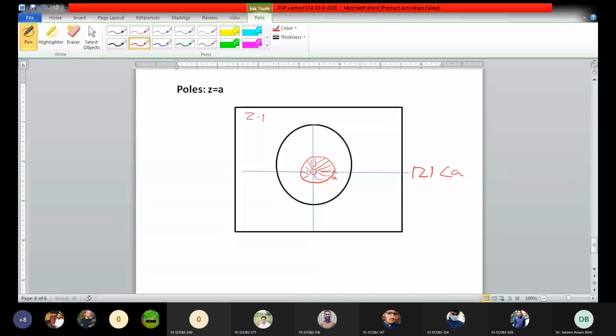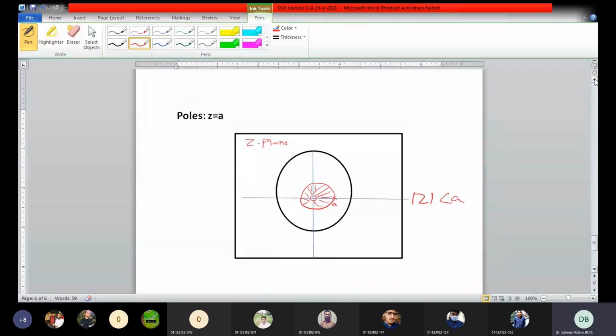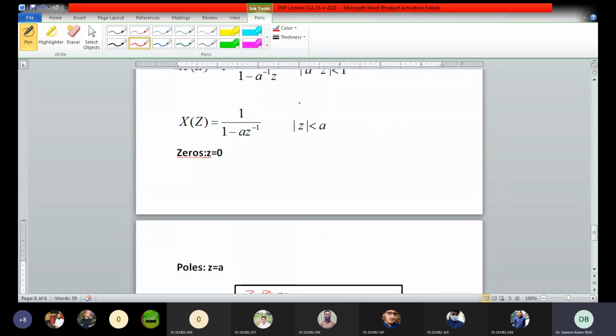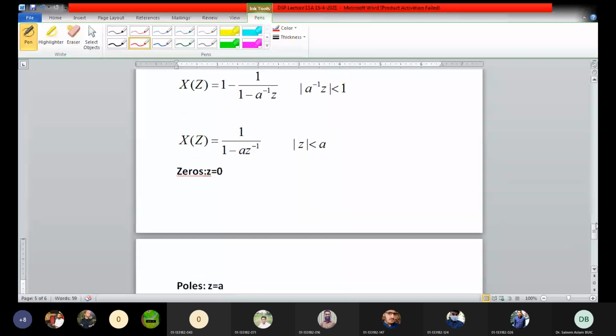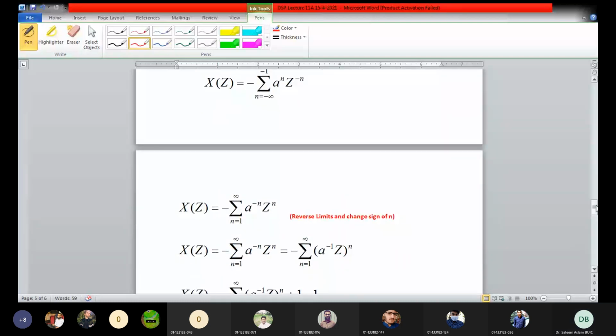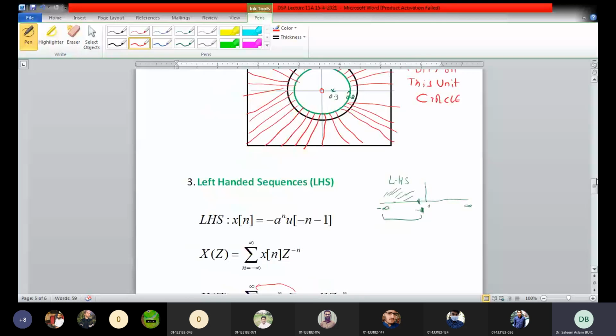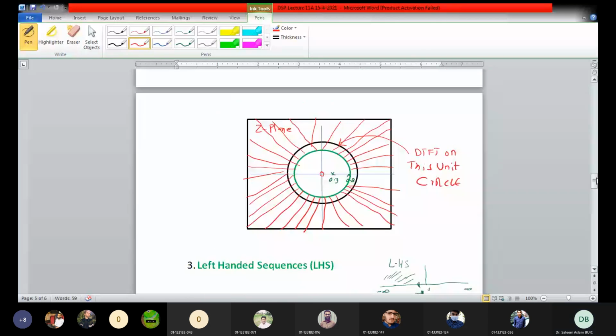Okay, I'll talk more on this, and I'll find the expression with more than one pole as well. But for the time being, you just need to connect that. In our case, the condition is from Z mod greater than A to Z mod less than A for a left-handed sequence. Okay? Yes, sir. Okay, so with this, I'm concluding today's lecture. Let me stop recording.